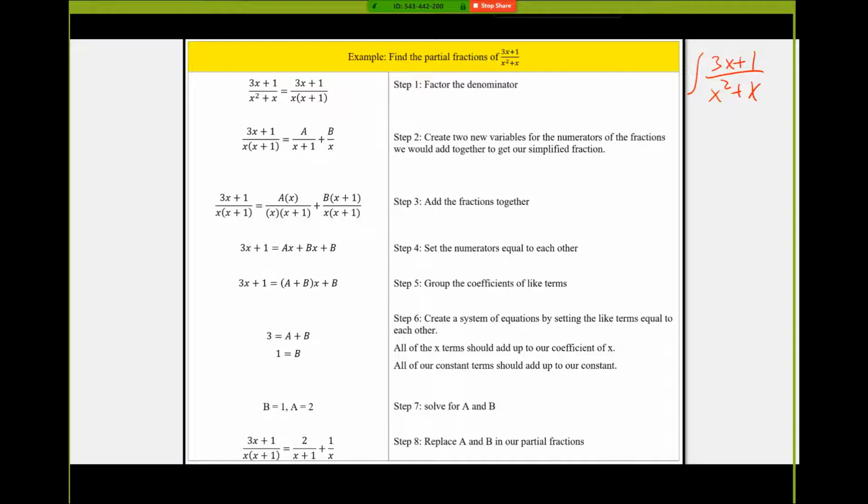plus the integral of 1 over x, if I split this apart, would give me 2 times the natural log of u plus the natural log of x plus c, or 2 times the natural log of x plus 1 plus ln x plus c.